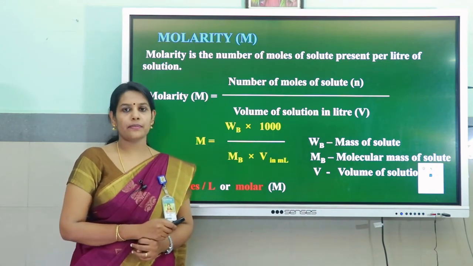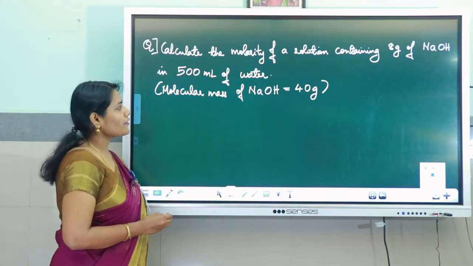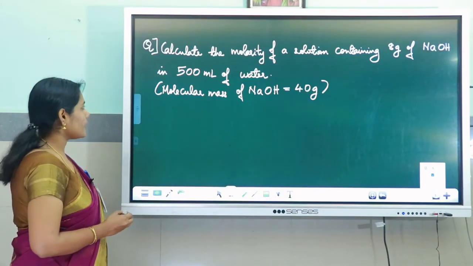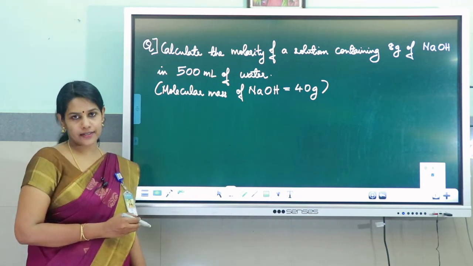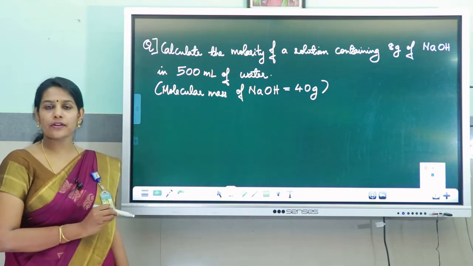Now, let us do one numerical problem. Calculate the molarity of a solution containing 8 gram of NaOH in 500 ml of water. The molecular mass of NaOH is equal to 40 gram.